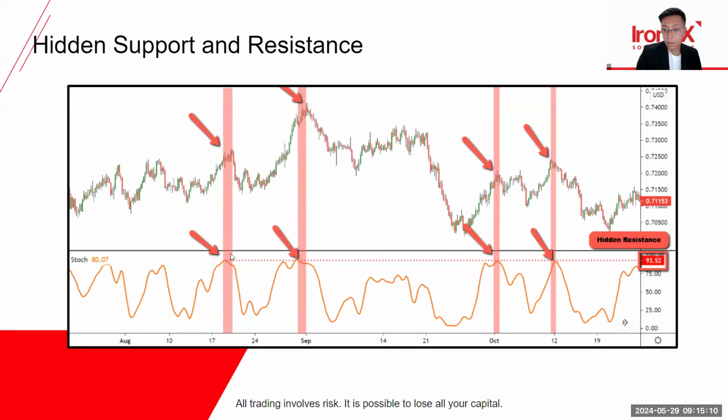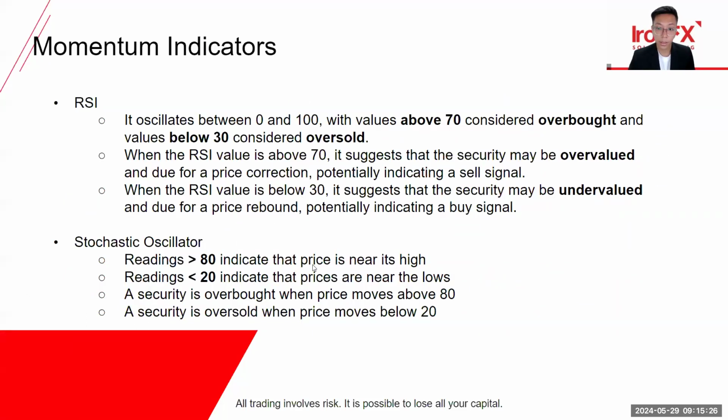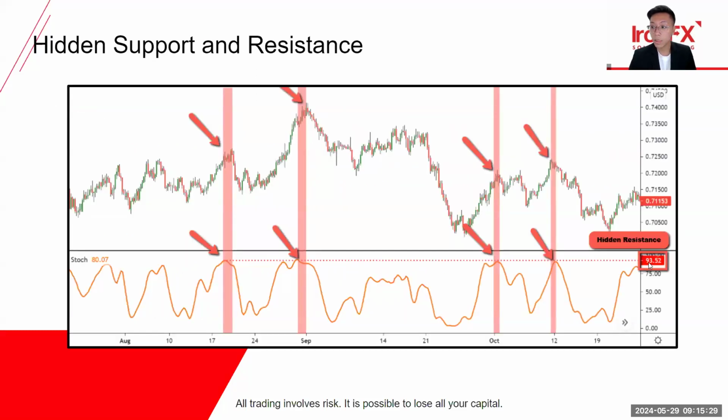One thing that you guys could learn would be hidden support and resistance levels using your momentum indicators. We can see right here, if you were to draw a dotted resistance line here, the stochastic oscillator has reached a value of 93.5. Remember, above 80 indicates that price is near its high. So 93.5 indicates that price might actually fall once it has reached a very high peak. This is a hidden resistance level.